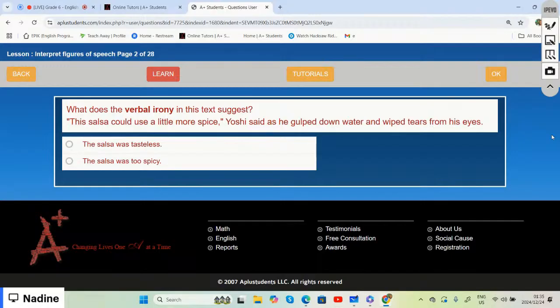So, verbal irony, which is where a speaker intentionally says something that is different from the reality of the situation. Does it mean that the salsa was tasteless because it says the salsa could use a little more spice? Or do we say option two, the salsa was too spicy?